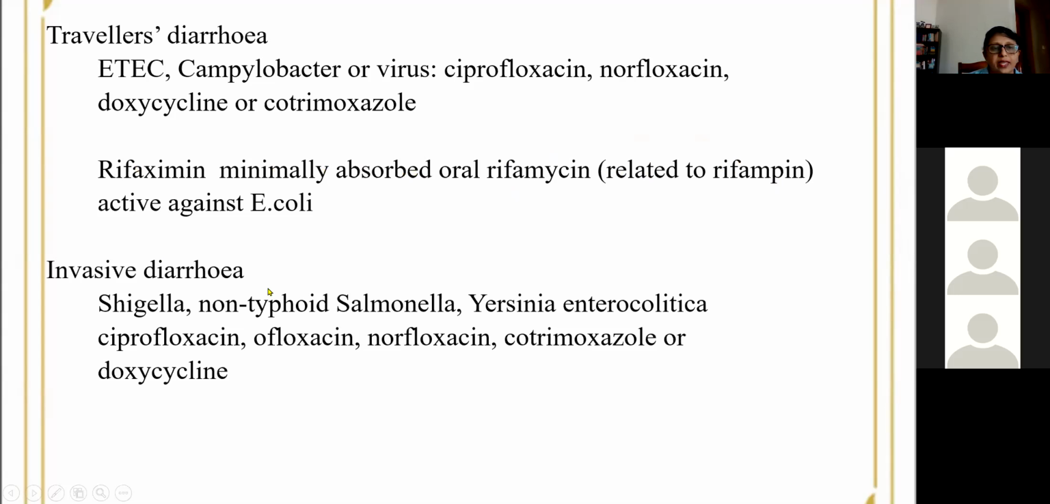Then invasive diarrhea, where the agents may be Shigella, Yersinia enterocolitica. In such cases, we can give ciprofloxacin, again quinolones. Nowadays, quinolones will always be the first choice drug if you are going for invasive diarrhea treatment. Ciprofloxacin, ofloxacin, norfloxacin, and also we can give cotrimoxazole or doxycycline.